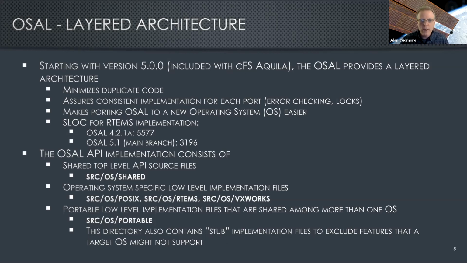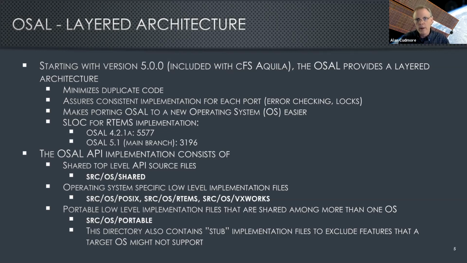So taking a quick look at how this code is organized, when you look at the repository, we have several key directories. We have the top level shared API source files. These are located in source OS shared. This is where the actual APIs are defined in the code, and each application that uses the OSAL will call these functions. And I'll show an illustration of this soon.